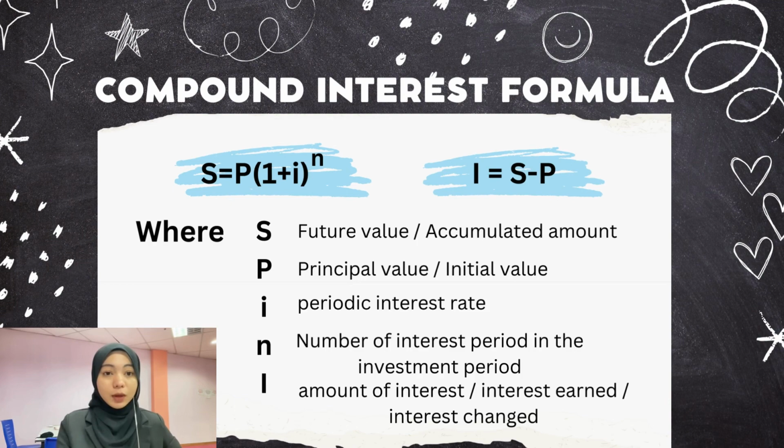Compound interest formula. The first one is S equals P(1 + i)^n. So S is the future value or accumulated amount, P is the principal value or initial value, i is the periodic interest rate, and n is the number of interest periods in the investment period. The next one, I, is the amount of interest.